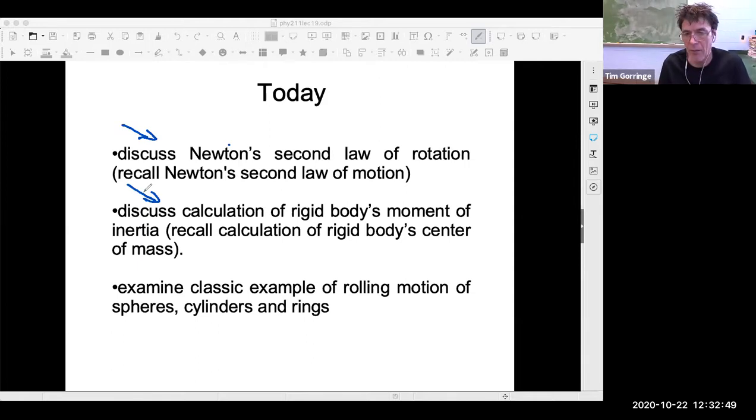And then finally, we'll talk about a very famous, sort of classic problem in rigid body motion. It involves the motion of a solid sphere, a solid cylinder, and a ring. They're all rigid bodies because they have mass, they're distributions of mass and matter. And we're going to examine the problem of the sphere, the cylinder, and the ring rolling down an incline. This is really the most famous example of rigid body motion. So that'll be our third topic.